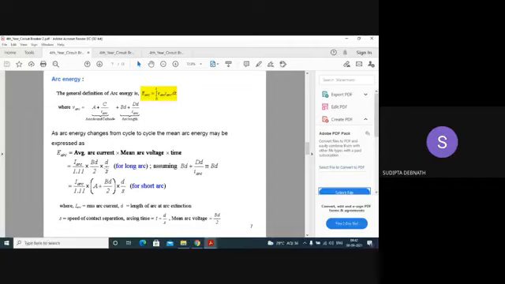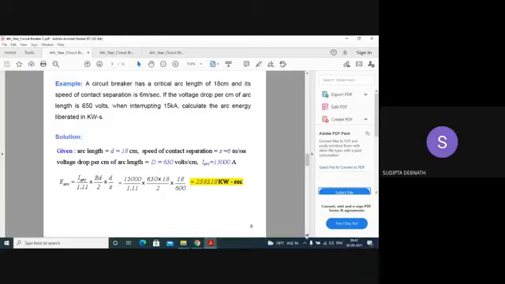And for short arc, this is considered A plus BD by 2, where A is constant, the anode voltage. Cathode voltage becomes negligible, so we neglect this one. So this is the equation for short arc. In general, you should remember these equations. Now see, this is an example. For a circuit breaker, arc length is given, speed is given, and the voltage drop per centimeter of arc length is 650. When interrupting 15 kiloampere current, calculate the arc energy liberated in kilowatt second. It is not mentioned whether it is a long arc or short arc, but according to the values given, you should find out the expression.